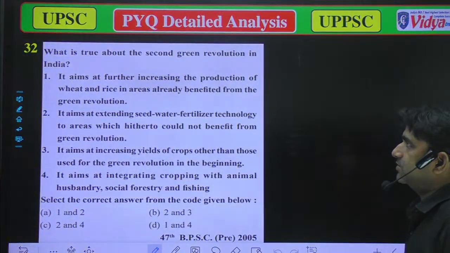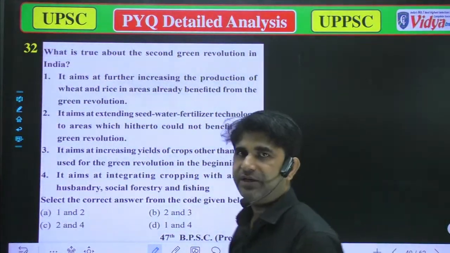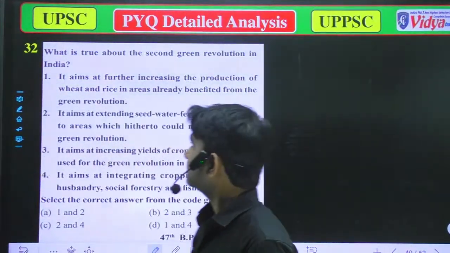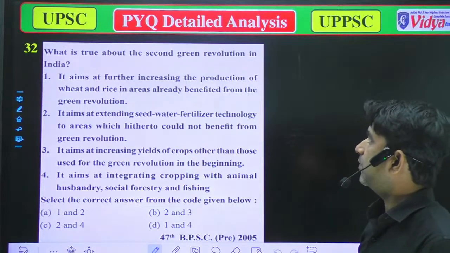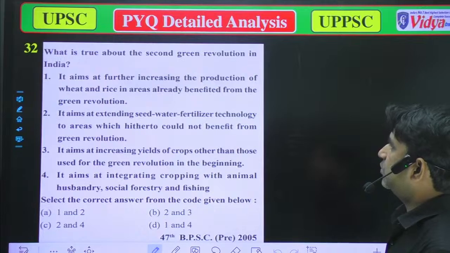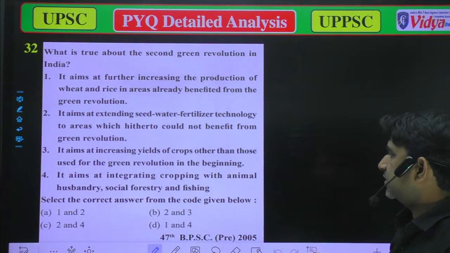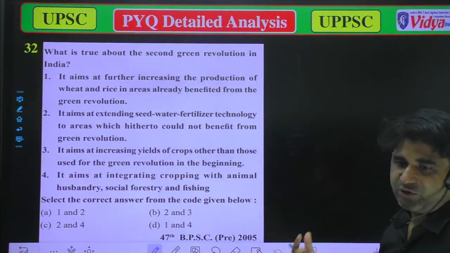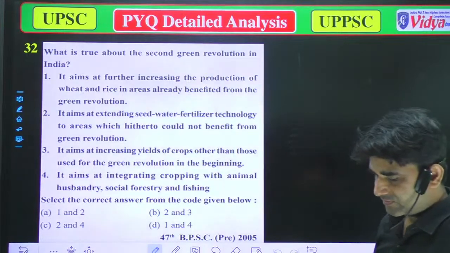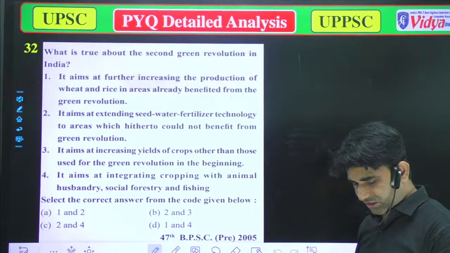Our next question is in some different forms, so now you can correlate which of the following is correct. The question is, what is true about the second green revolution in India? You have to choose the correct option for this question. I'm sure these questions are also visible.